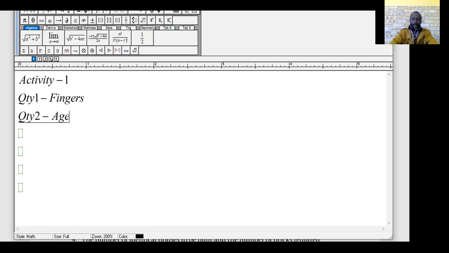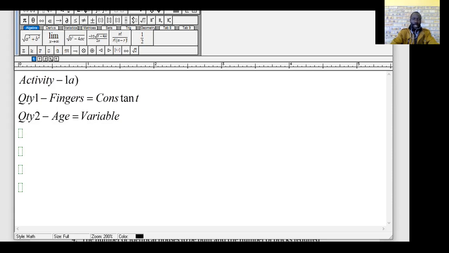So what do you say about the age and what do you say about the fingers? Well, fingers do not change with age. And so we would like to call it a constant quantity. Then the next thing is the age. Does your age stay the same? No, your age changes with time. So your age becomes the variable quantity, or simply the variable. Well, the next thing I would like to call this part A.